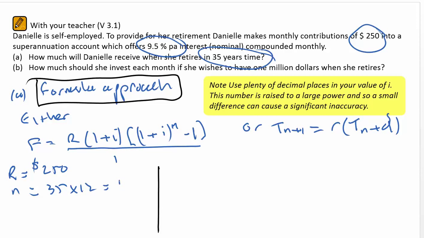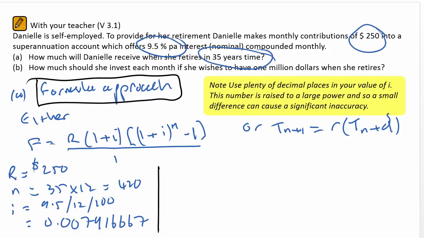12 months, 420. The interest, that's where we've got a little bit more calculations to take place. Now we'll end up with the following figure. Rule of thumb, I tend to stick in around about 8 or 9 digits if it keeps on recurring like that. Please make sure you show a reasonable number. Your calculator is able to handle it quite well. Putting this into the formula, we get the following.